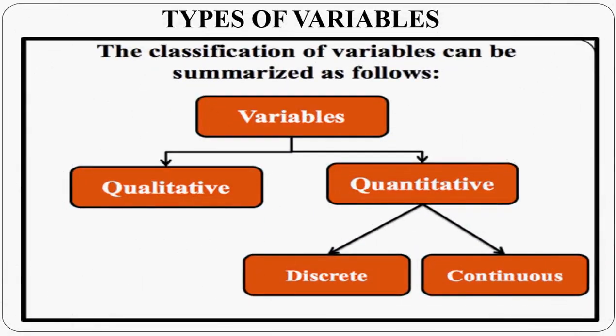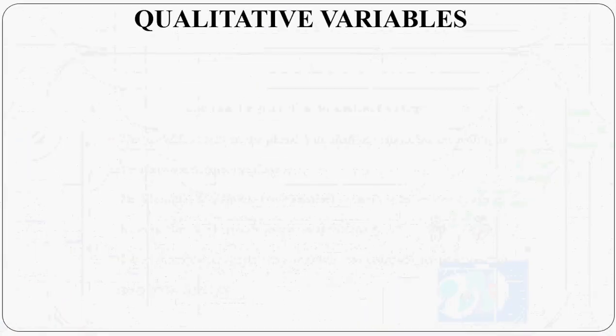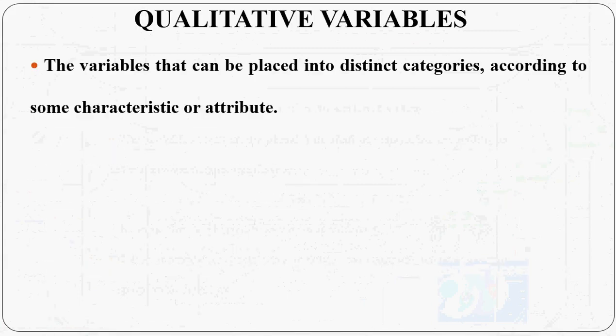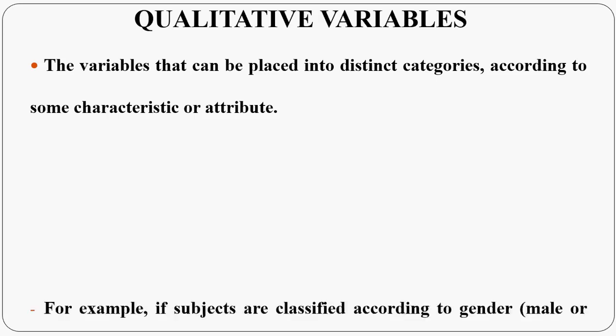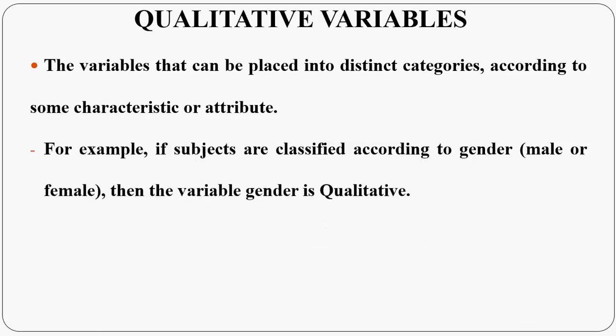Now let us understand the types of variables. Variables are summarized into qualitative variables and quantitative variables. Quantitative variable is broken down into discrete and continuous. Now, let us first understand what is qualitative variable. The variables that can be placed into distinct categories according to some characteristic or attribute. For example, if subjects are classified according to gender, male or female, then the variable gender is qualitative.